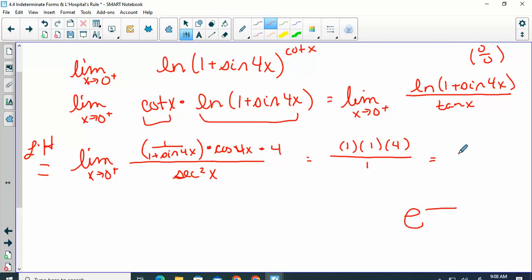So it was a mess, but we got an answer. The answer is 4. But we made a note to ourselves, 4 is not really the answer. Because we added a log, we have to cancel it, so we add an e. So our final answer is e to the 4th power.